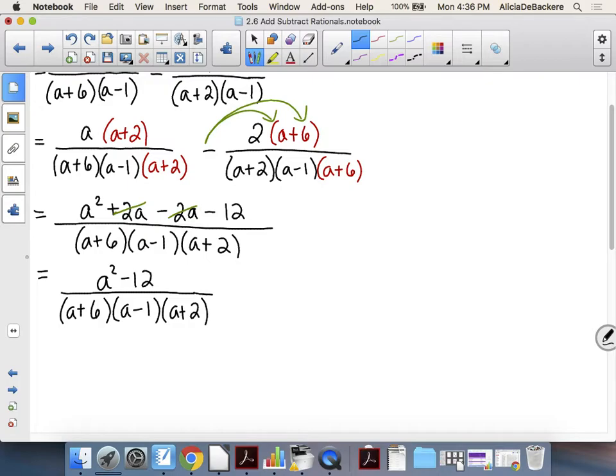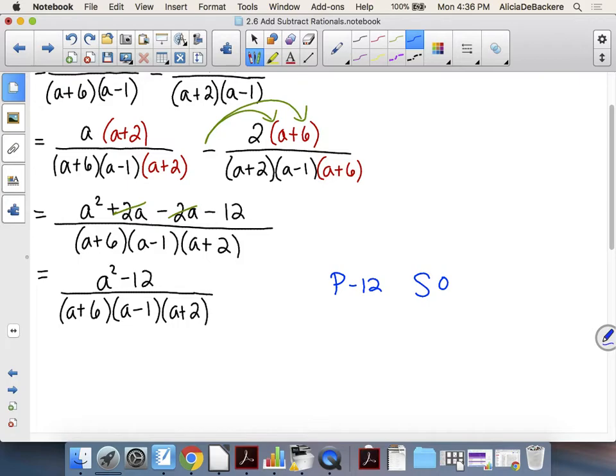Now I'm checking to see if that numerator factors, to see if I can cancel a factor top and bottom. So here I'm looking to multiply to the last number. That means I need a product of negative 12. And I need to sum to the coefficient on the a, that middle term. But we ended up with 0 a's. So I need a sum of 0.